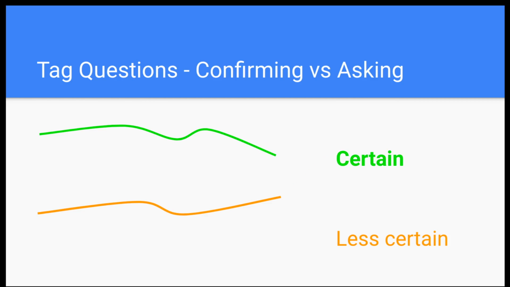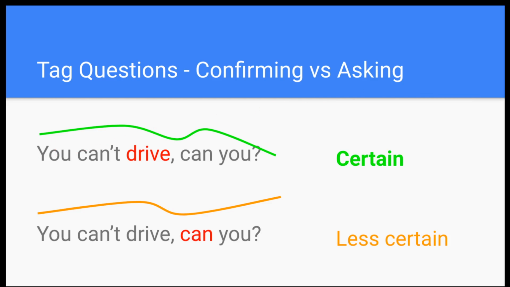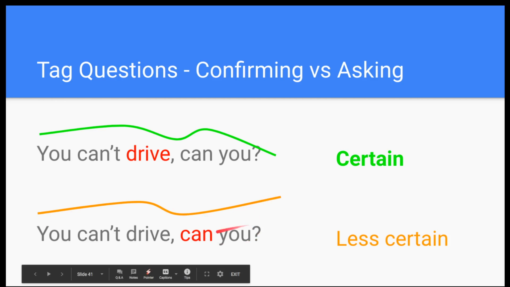Let's have a look at another example. In this case, you can't drive, can you? So you feel more certain about that information. And again, depending on the meaning, you can move the stress here as well. You can't drive, can you? So again, you're stressing that it's you. If you're less certain, you can't drive, can you? And again, the stress can change as well on here. These are just examples. So you're less certain. The reaction or the response would be different depending on your stress and your intonation.